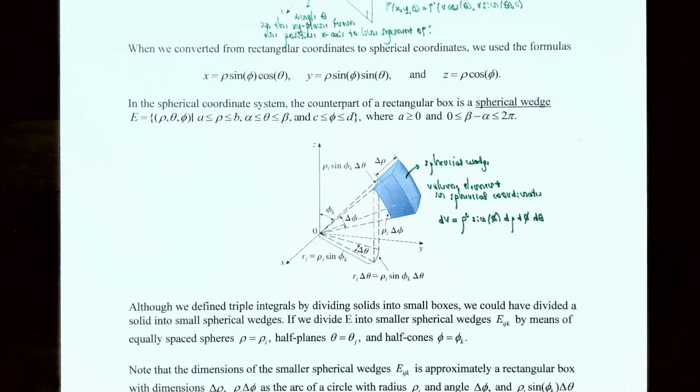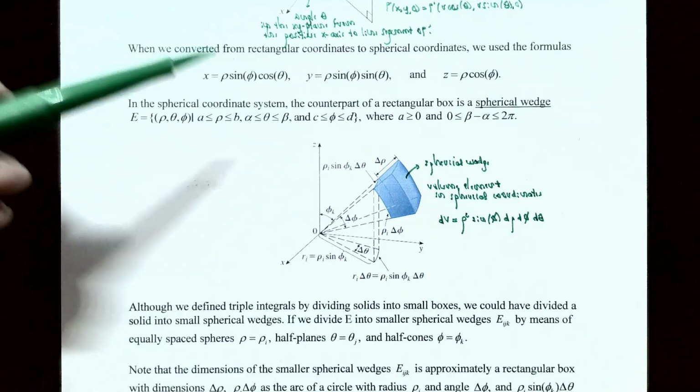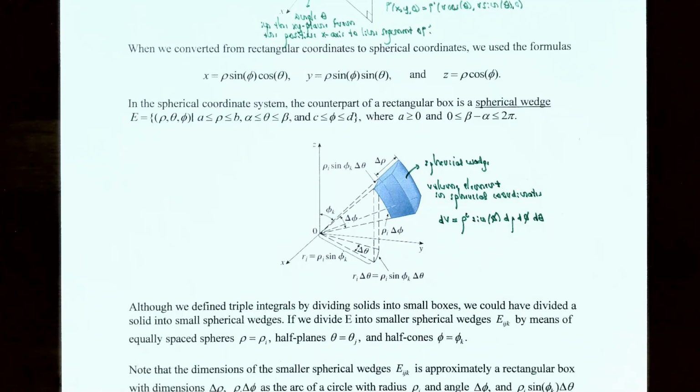So remember, we converted from rectangular coordinates to spherical coordinates using the following formulas. x is equal to rho times sine phi times cosine theta. y is equal to rho times sine phi times sine theta. And then z is equal to rho times cosine phi.